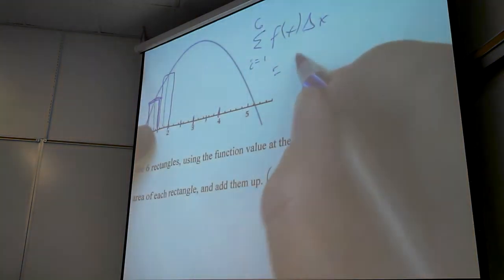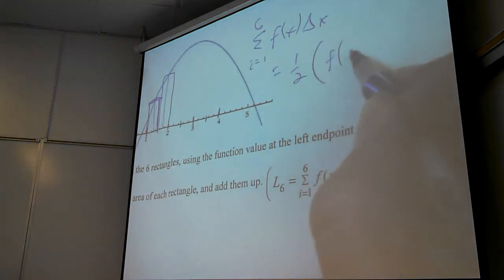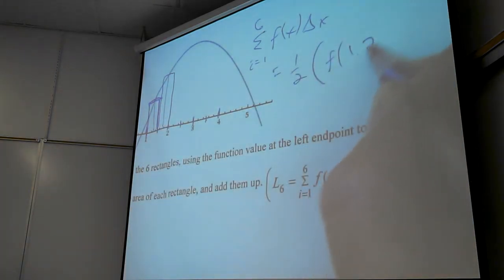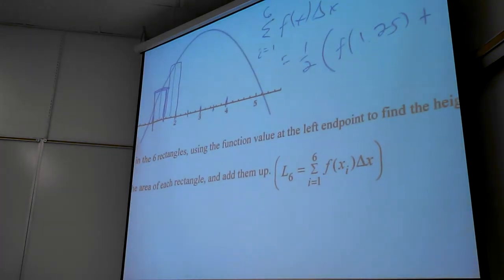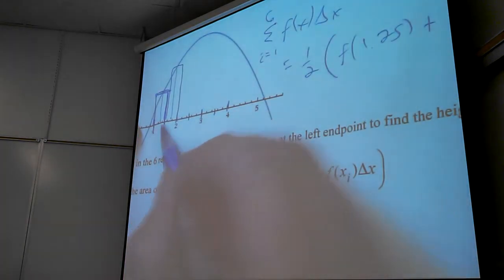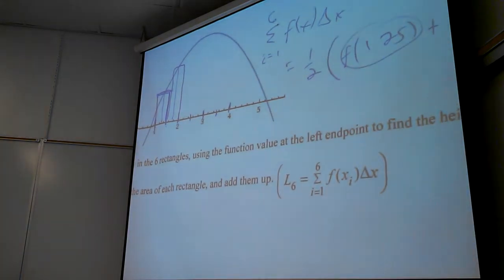This would be 1/2 times, and then I just have to figure out what f of 1.25 is plus, do you guys see where that 1.25 is coming from? Yeah. That's the midpoint between 1 and 1.5. So the height would be determined by the midpoint of the base, right? From, in this case, 1 to 1.5. Is the answer you get from that any different than the average of the left and right?